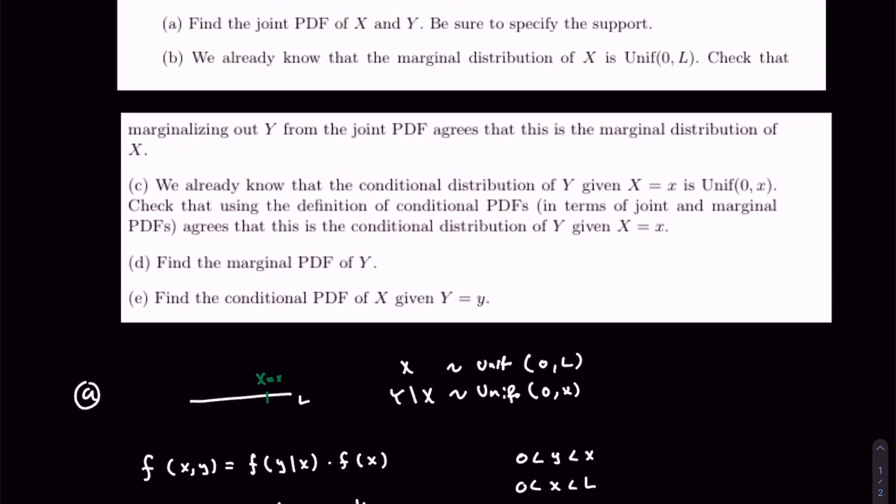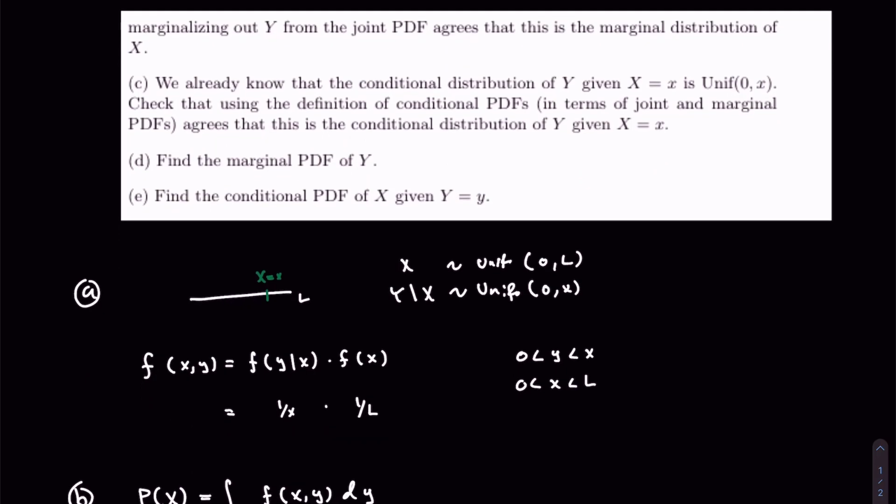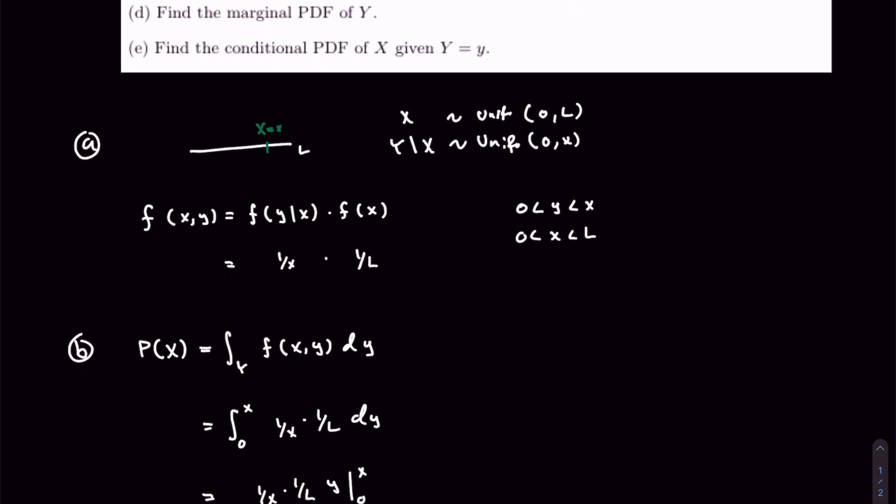Let's see what the third question has for us. Again here, we already know, given this text, that the conditional distribution of Y given X is uniform from 0 to x. But we're asked to check, using the definition of conditional PDFs, that this agrees with what we know. All right, let's do that.